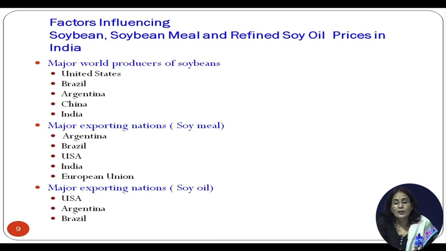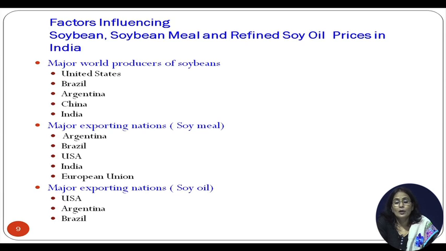Soya meal is a very important poultry feed. So all hatchery farms and farmers who are into fish farming or poultry farming use soya meal as nutrition for the poultry and the fish. However, whatever is not used, India exports to many other countries. And who are the major exporting nations of soya oil? USA, Argentina, and Brazil.